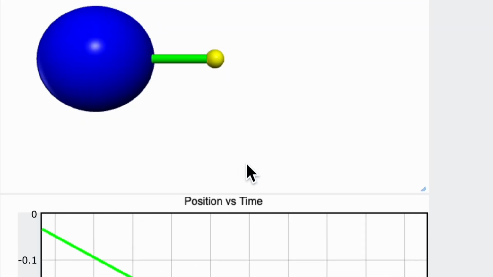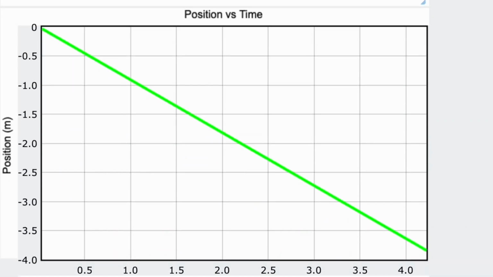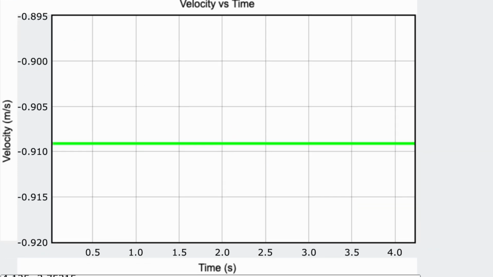We can run this program to get this model and it gives us this position versus time graph, which we can observe is a linear graph. This is due to a constant velocity. We see this in the next graph. The velocity versus time graph is a straight linear line at a constant velocity.